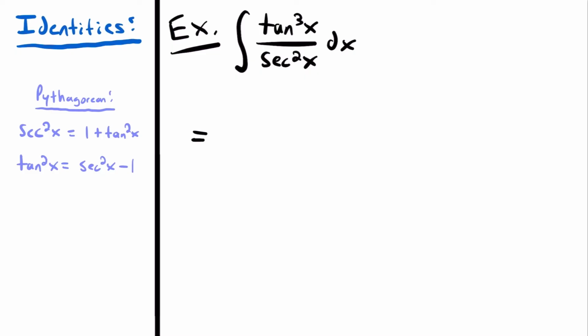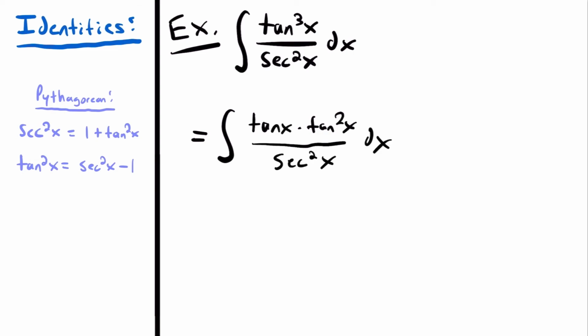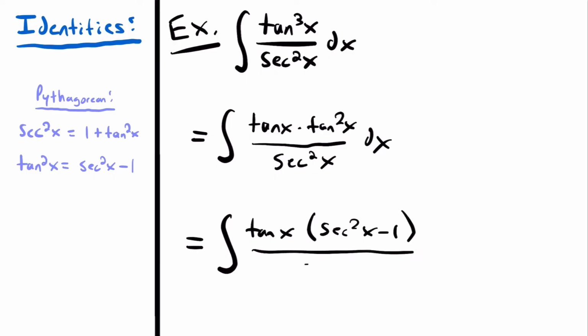And so this will be equal to the integral of tangent x times tangent squared x divided by secant squared x dx. Okay, and so now that we split up that odd power, let's use a Pythagorean identity to replace tangent squared x here. So we'll rewrite that to be secant squared x minus 1. And so this will be equal to the integral of tangent x times secant squared x minus 1 divided by secant squared x times dx.